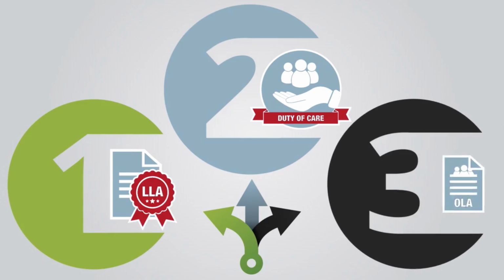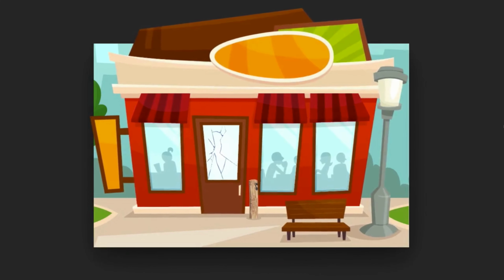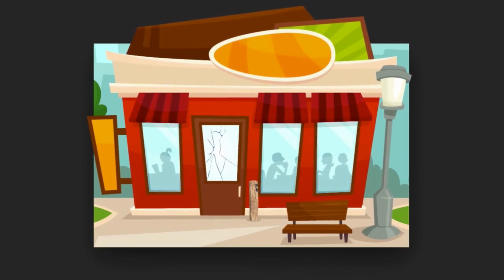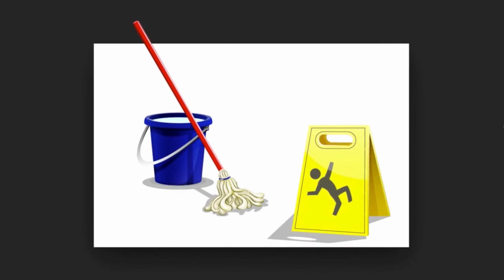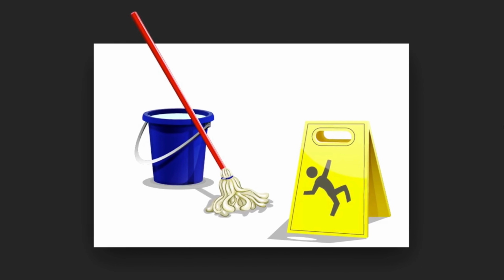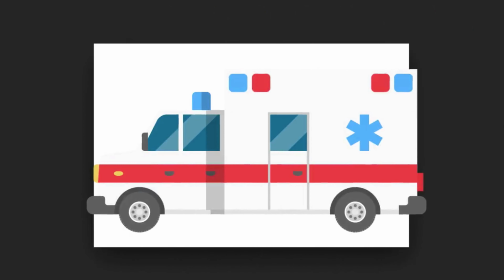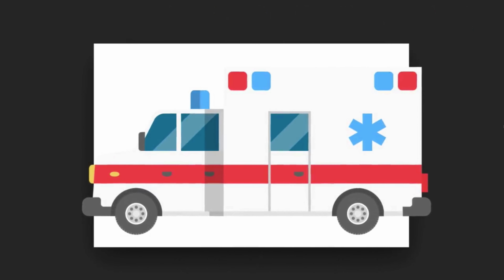3. Under the Occupiers Liability Act, OLA. The OLA deals with injuries caused by the condition of the premises or the activities that take place on the premises. In other words, the occupier or license holder needs to ensure that the premises are reasonably safe for guests. The occupier must also ensure that the conduct of both staff and guests does not result in injury.